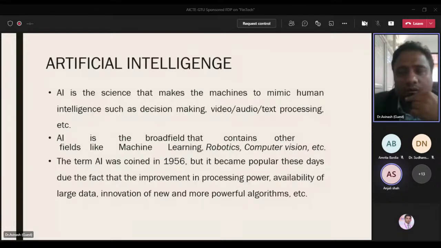Ma'am, what's your name, please? Anjali Shah. Are you from a technical background or management? No, sir, management background, purely. Okay. Thanks for responding, Anjali madam.